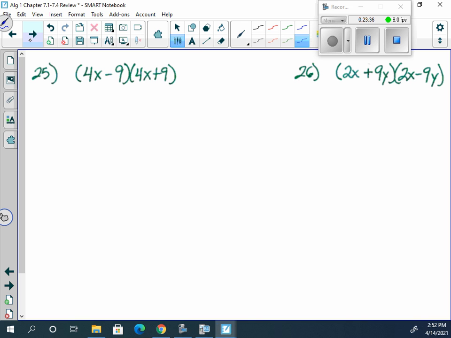We can look at either one of these here, and they're going to give us the same result. Do we want to look at 25 or 26? Cody, what do you think? Which one looks harder? 26? Because we're dealing with x and y. So I'm going to move it a little bit to the center.